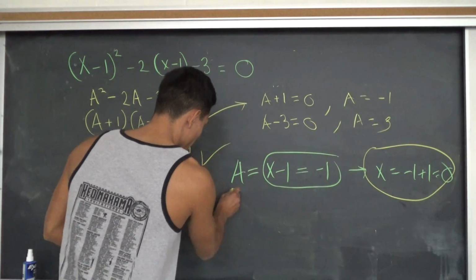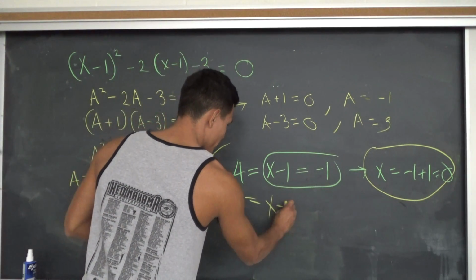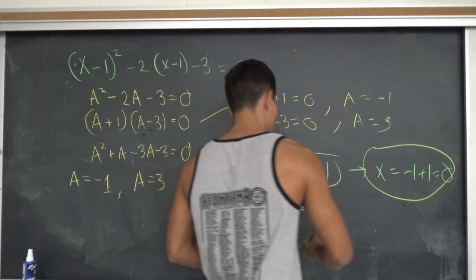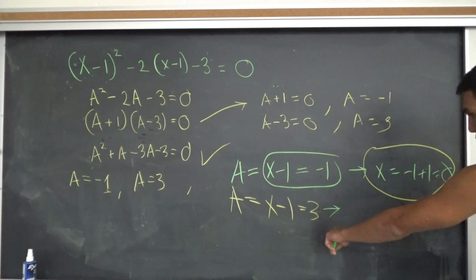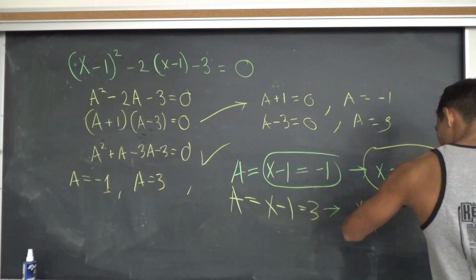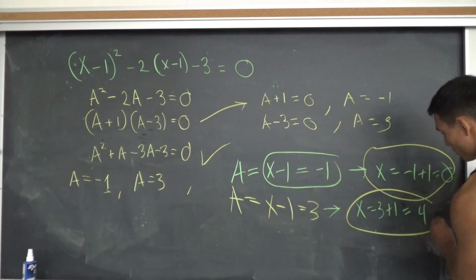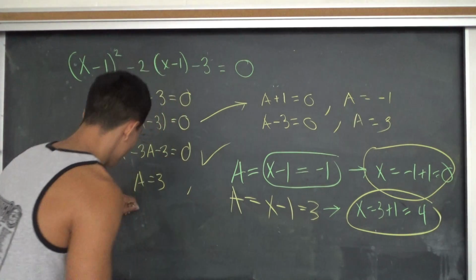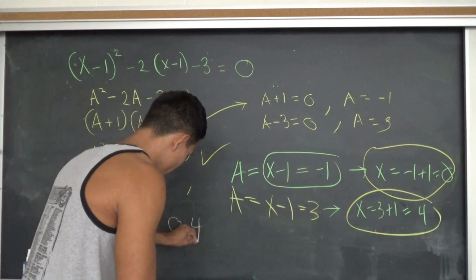Okay, how about this other one? A is equal to, again, x minus 1, but it's also equal to 3. And what is this? Okay, let's just focus on this now. So x minus 1 equals 3, x is equal to 3 plus 1, which is 4. So we know that x is equal to 0 and 4.